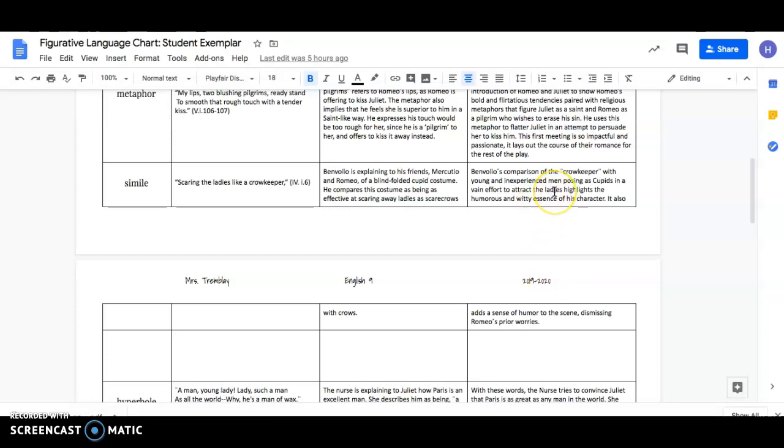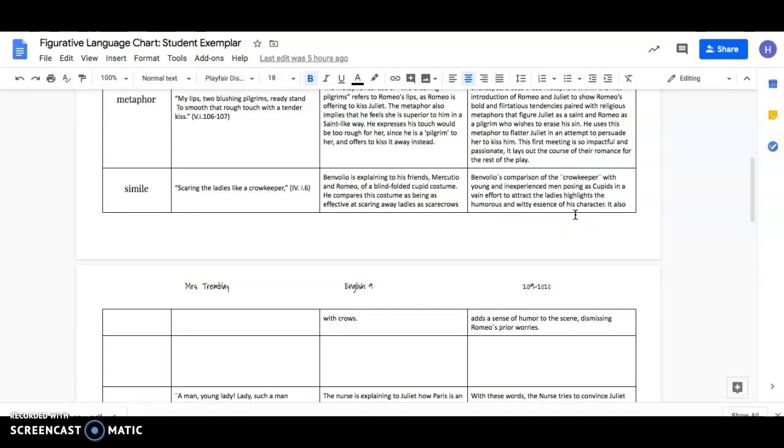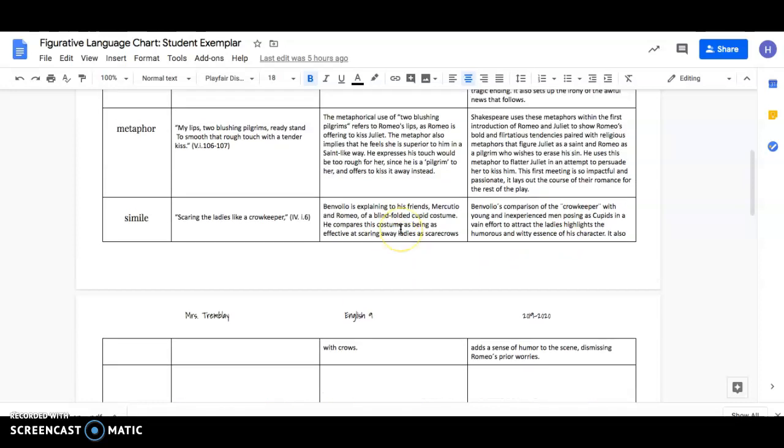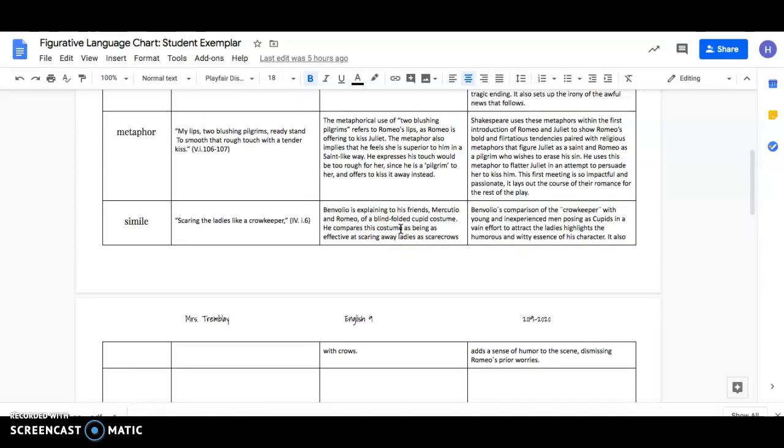Maybe it's enhancing our understanding of something. But in this way, this student did a good job saying the impact is to highlight his character. It also adds a sense of humor to the scene, dismissing Romeo's prior worries. And so there's the impact. That is why the simile was used. And that's what you guys are trying to shoot for. You're trying to shoot for explaining why it was used. And it definitely takes practice. But I wanted to show you some examples like that so you would see what it looks like when done well. So with this video, I've also posted this exemplar chart that you can use.